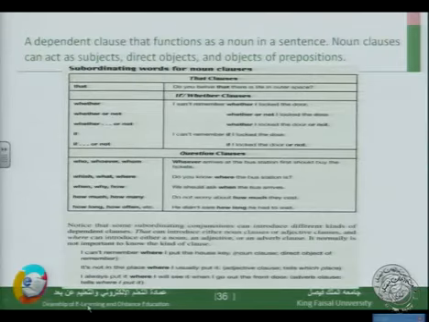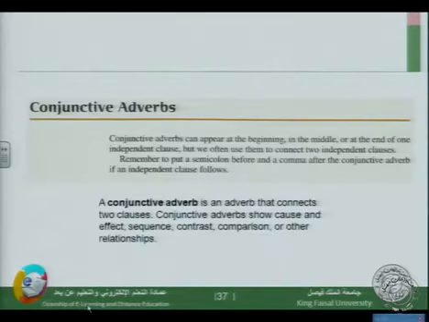Also, we have talked about noun clauses and how these noun clauses can function as a subject, direct object, and object of a preposition. In the following charts, each one of these functions that the noun clause can act is explained. You can also go back to the 12th class and watch the recorded class again in order to understand each one of these functions.